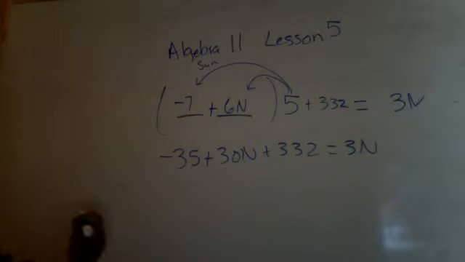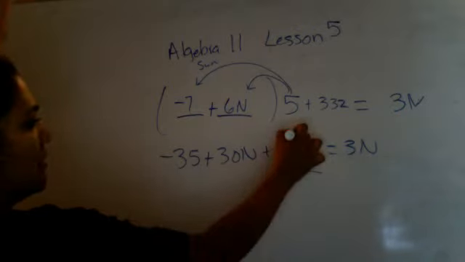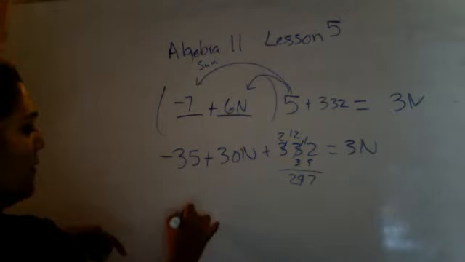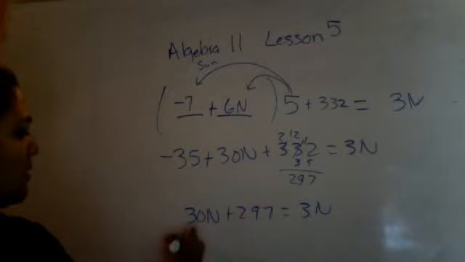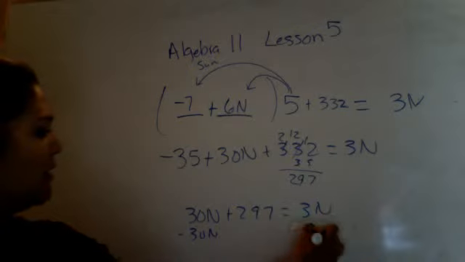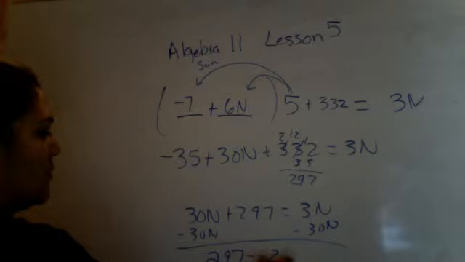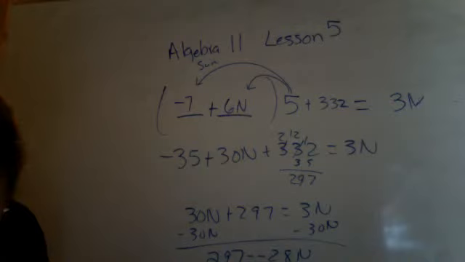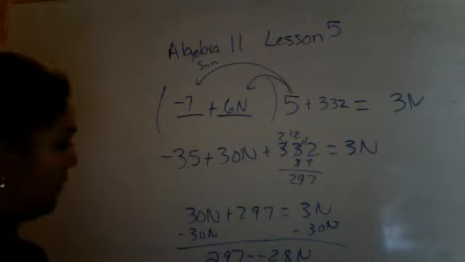So that becomes, let's see, because they're different signs, you find the difference. So you have 30n plus 297 equals 3n. So you're going to take this minus 30n to the other side, and you get 297 equals -28n, and you simply divide by -28 on both sides, and hopefully they've done that for us. Oops, I must have done some bad math somewhere. Oh, it's 27 here. Excuse me.